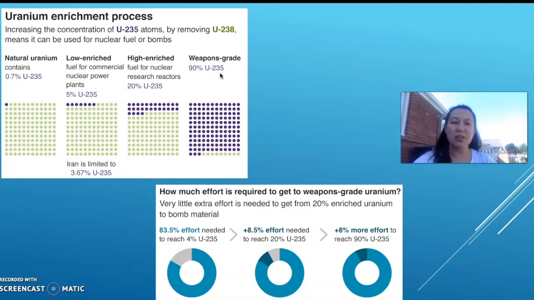So when you hear in the news about the monitoring of centrifuges, that is what they're talking about. Centrifuges are used to take natural uranium ore, which only has a tiny bit of U-235 fissile material, and concentrate it by removing the 238 from the mix. So we monitor the centrifuges in order to make sure that people are staying within limits.